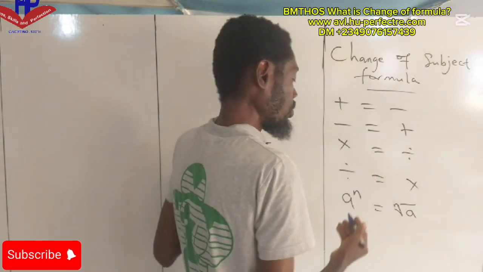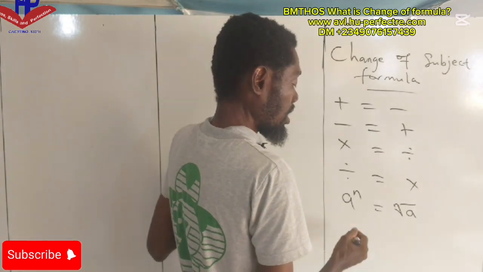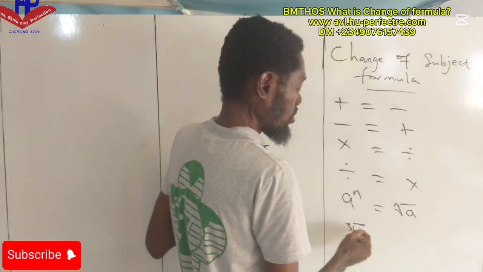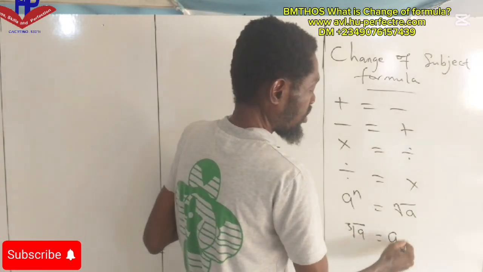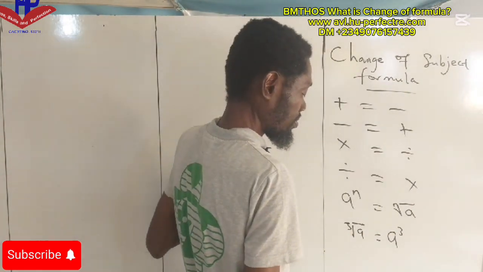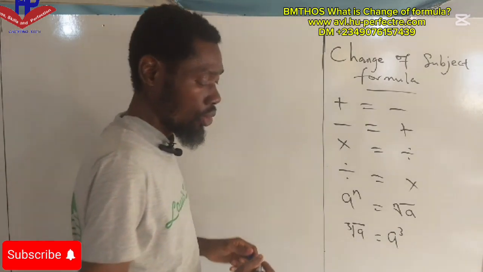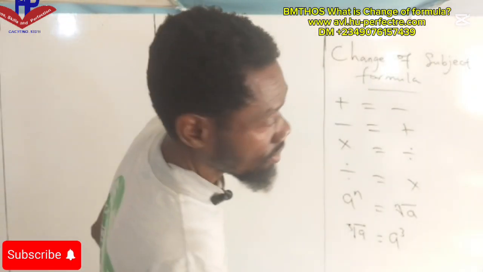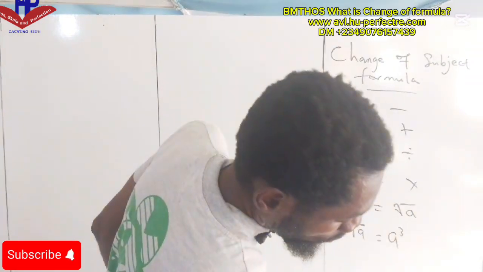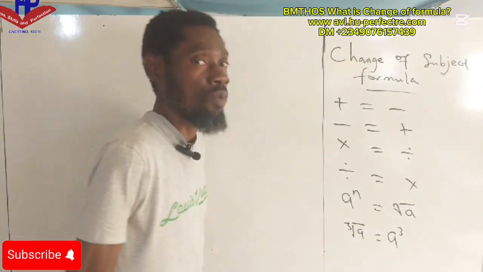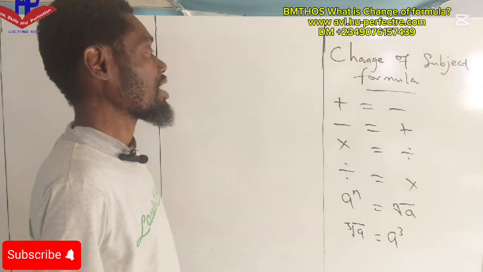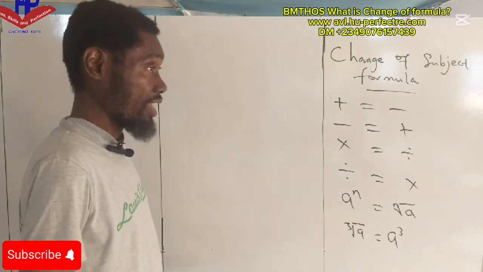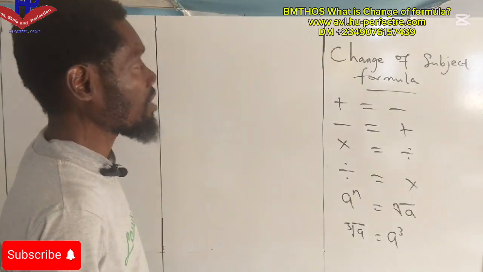This is what you need to know. If it is a third root, for example, it becomes power 3 of the other side of the problem. So these are some common things you need to know when trying to solve problems that involve change of formula, to help you solve those problems properly.